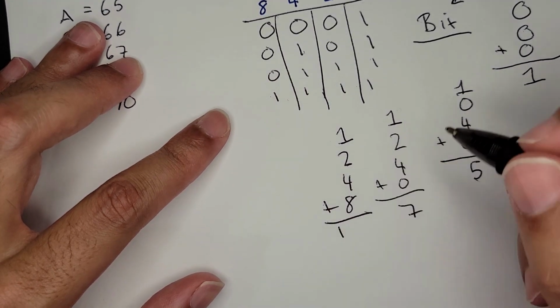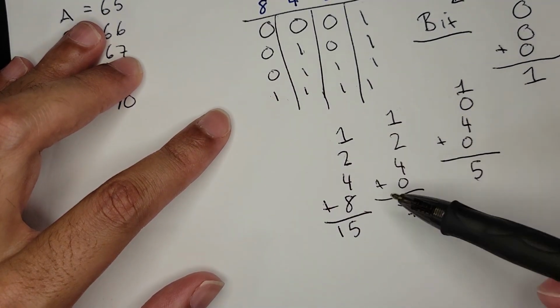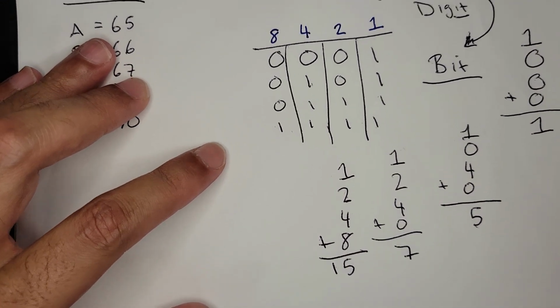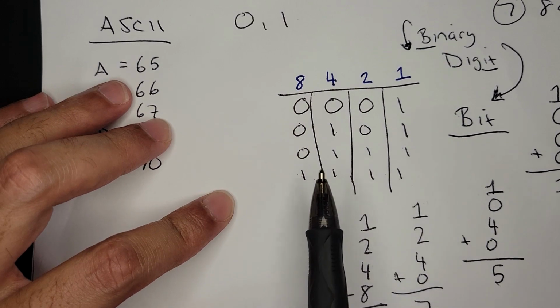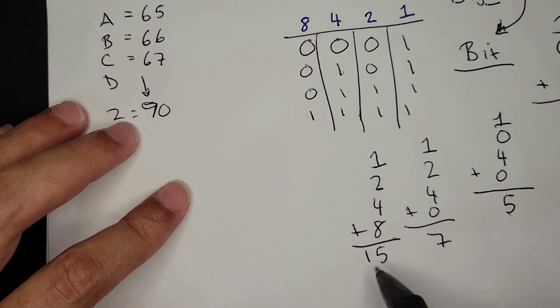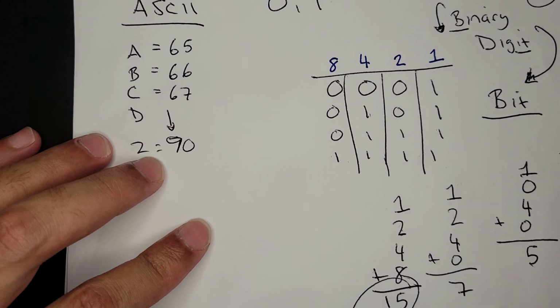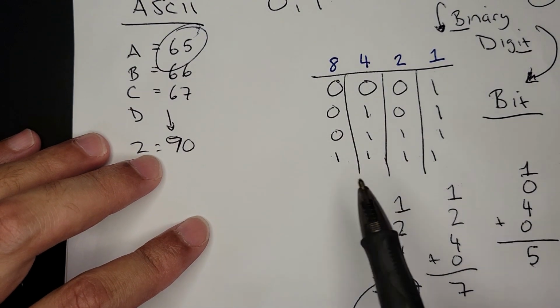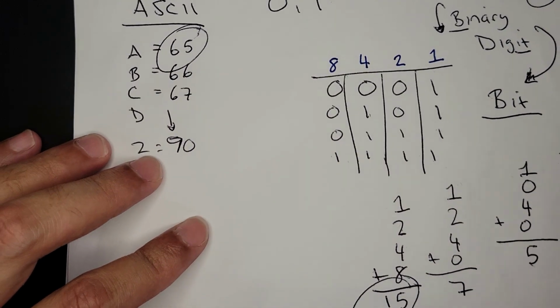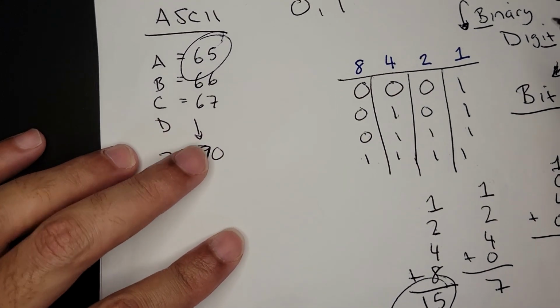We add them all up and we get 15. 1 plus 2 is 3, plus 4 is 7, plus 8 is 15. So if we turn on all these bits, then we get 15. Now 15 is unfortunately much, much lower than 65. So the question is, how do we reach 65? And the answer is we add more columns.